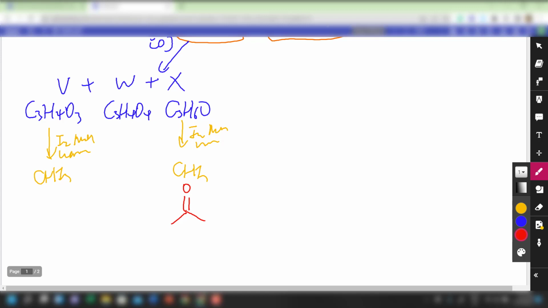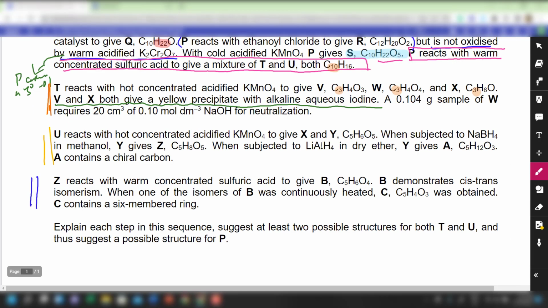Having 3 carbon and I need a methyl ketone as part of the structural features, then the other end containing 1 carbon, it must be a carboxylic acid. So it has no choice. Usually after oxidative cleavage conditions, we expect structural features such as carboxylic acids and ketones. And then for W, I think we were given this particular clue.